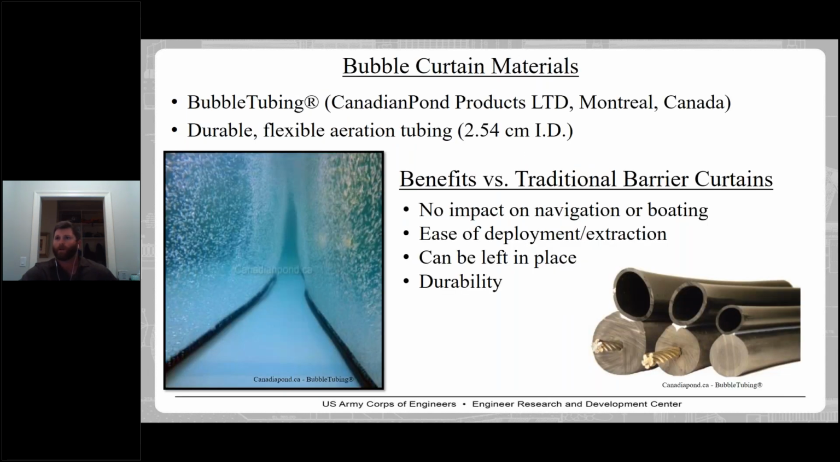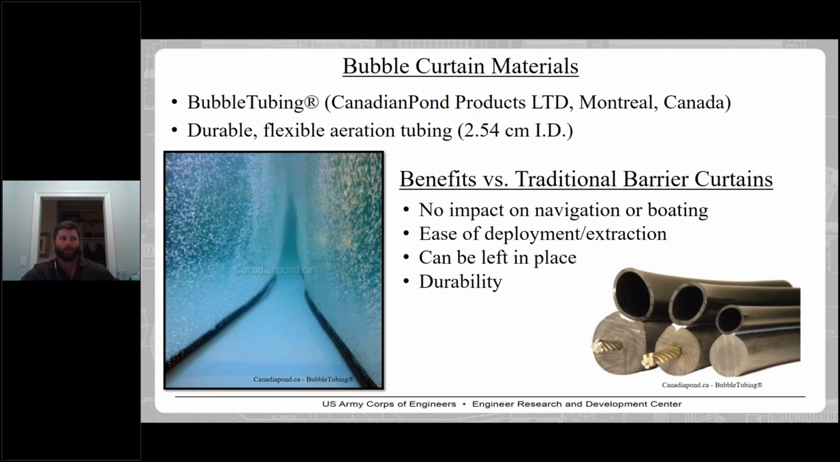So some background on the bubble curtain. Bubble tubing is produced by a Canadian company called Canadian Pond Products. It's basically just a durable, flexible aeration tubing. You can see 3 different sizes here on the bottom right photo. Typically in aquatic plant management operations, you'll see people use barrier curtains in high water exchange areas when they're treating small isolated populations of invasive plants.